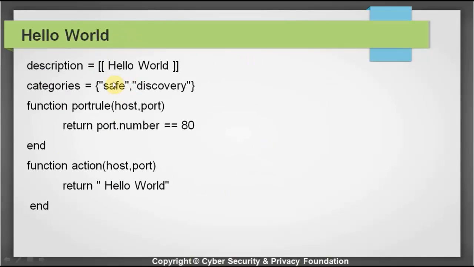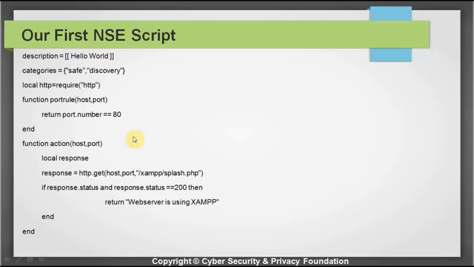So this is an example script. First you're giving the description, then you're giving the category, and you're giving a port rule for the host and port, and you can see it returns port number 80. After that, the function action is just printing hello world. So this doesn't do much, but this is just giving you an example.